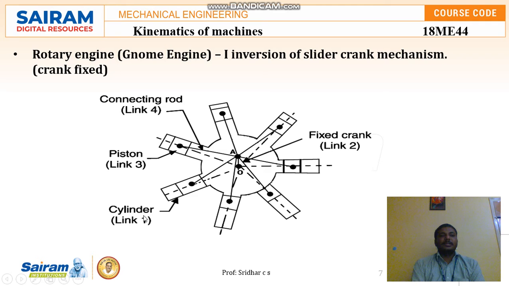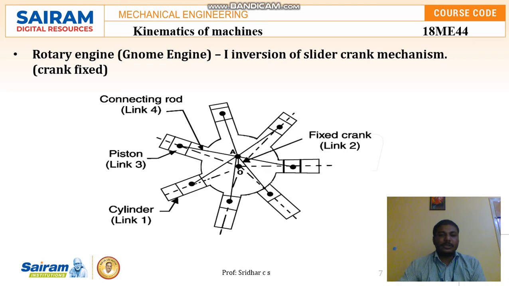Before that, first we will look at a rotary engine. This is also one type of mechanism which can convert rotary motion to reciprocating motion. This is an engine type, a V type engine, where we have seven cylinders.